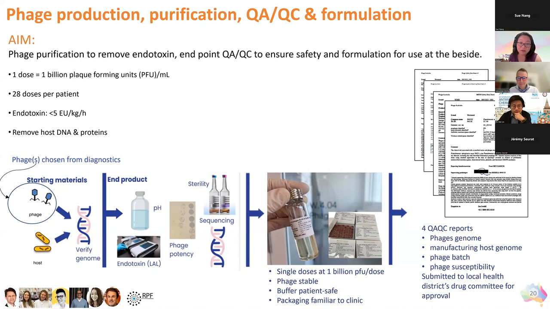On the right-hand side, you can see the full QA/QC report, and they are as follows. The phage genome, manufacturing host, bacterial genome, the phage batch itself, as well as the phage susceptibility, and this is submitted to the local health district for the drug committee to approve. And of course, if it's formulated elsewhere, we will have a different SOP. All of these steps would be fast-tracked with a standardized SOP. And I think Sue mentioned quite a few of those steps in her talk.